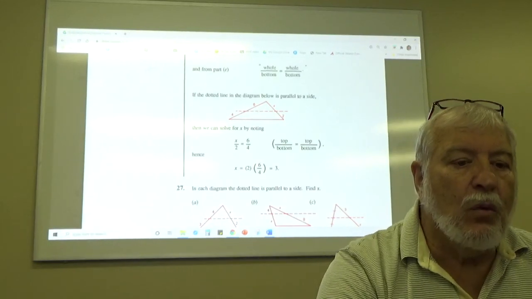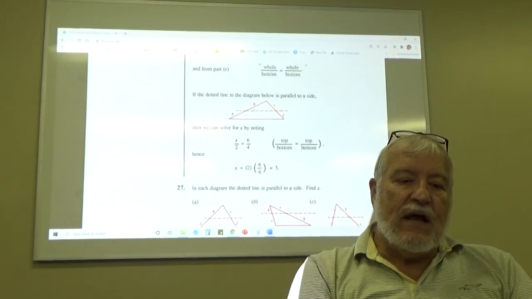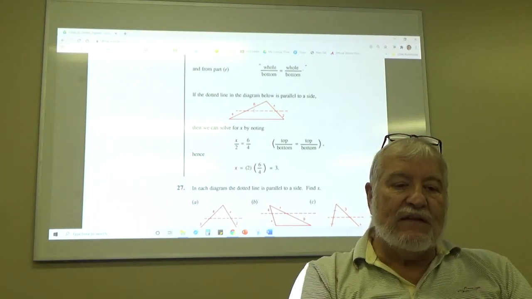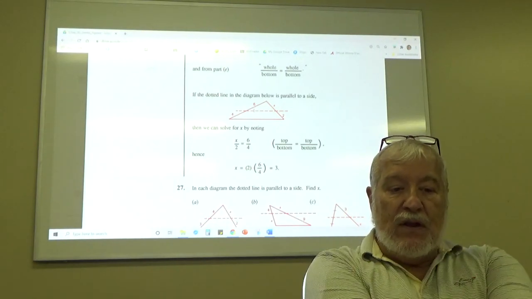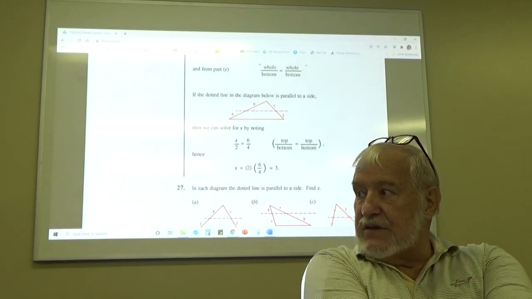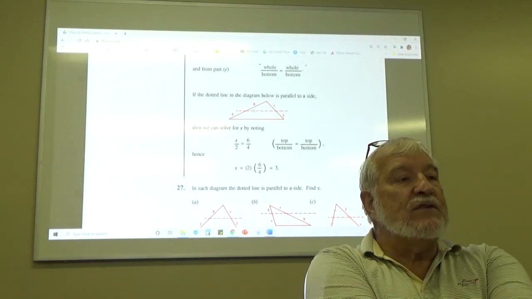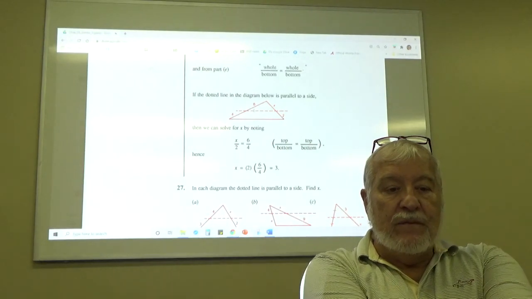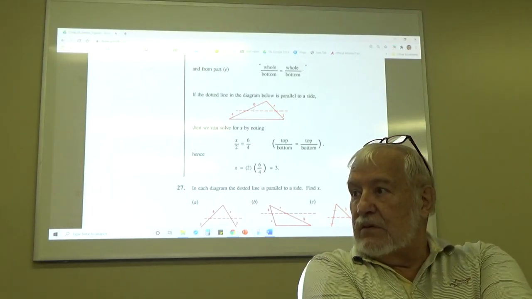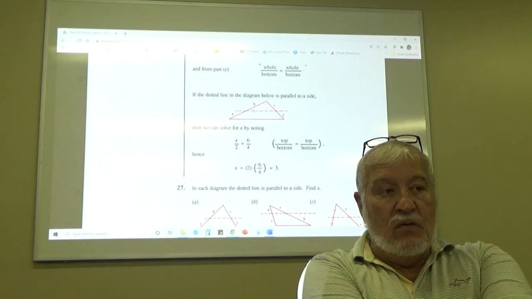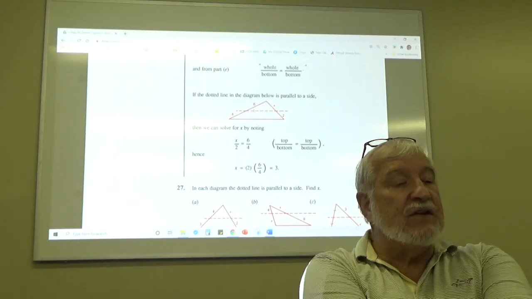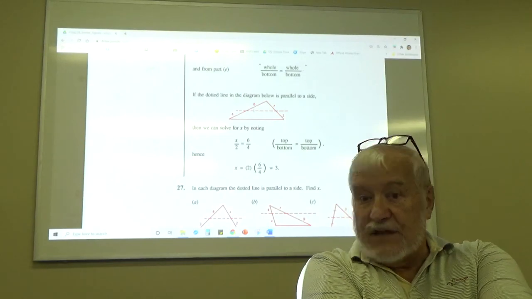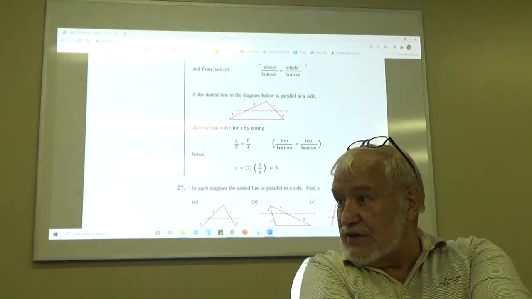All right, now, what proportion would you set up for this triangle, assuming that the dotted line is parallel with the base? Because this is another trick. All right, what are the two sides of the small triangle? Real simple. What are the two sides that are given, 6 and x, right? 6 and x are the two sides of the small triangle.